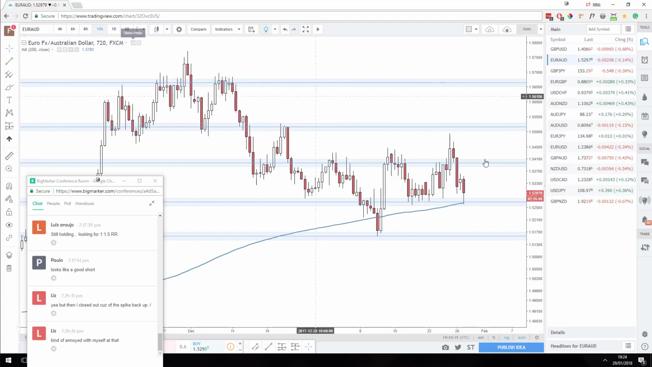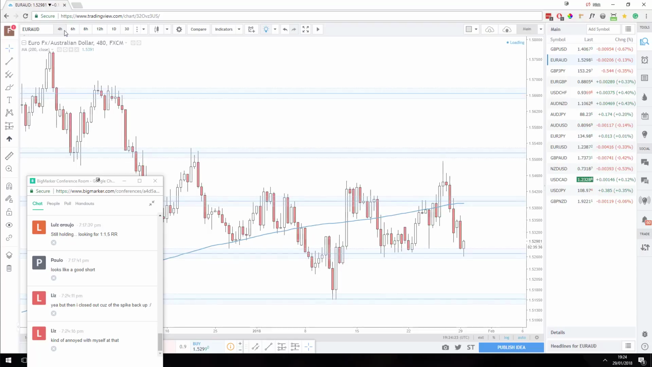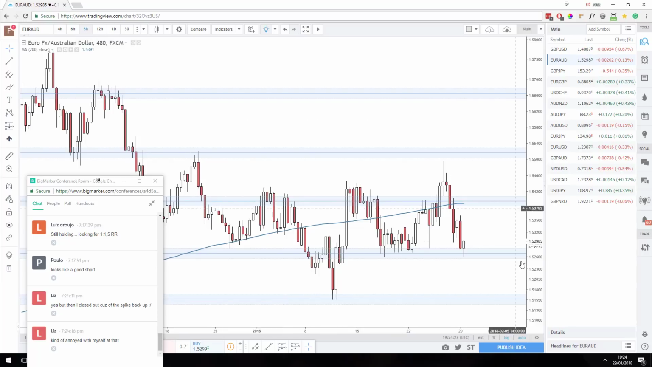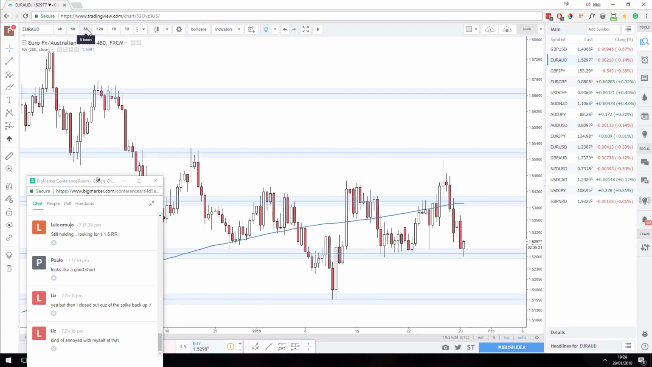EURAUD looks kind of okay on the smaller time frames. Keep a close eye on it on the 8 hour. It looks like it's taken off already on the 4 hour, but I'm probably not going to trade this on the 4 hour. I'm going to be a little patient. Going to see how it closes on the 8 hour.